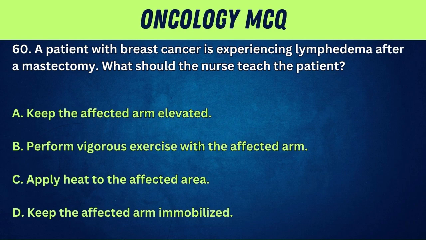60. A patient with breast cancer is experiencing lymphedema after a mastectomy. What should the nurse teach the patient? A. Keep the affected arm elevated. B. Perform vigorous exercise with the affected arm. C. Apply heat to the affected area. D. Keep the affected arm immobilized.